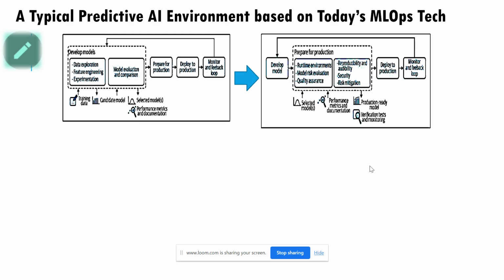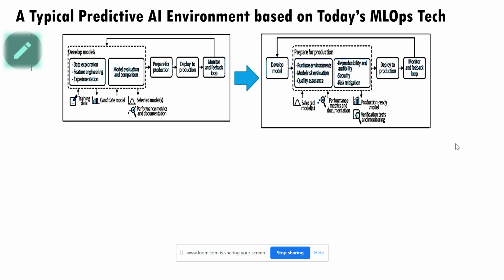Then we need to prepare these models for production. We need to create a runtime environment. If we want to take it to scale, we need to have what we know as model risk evaluation, quality assurance, making sure that these models can actually be productionized, the security, and also risk mitigation.